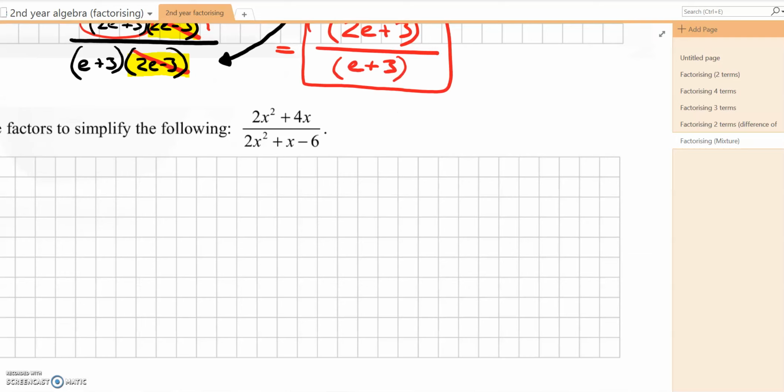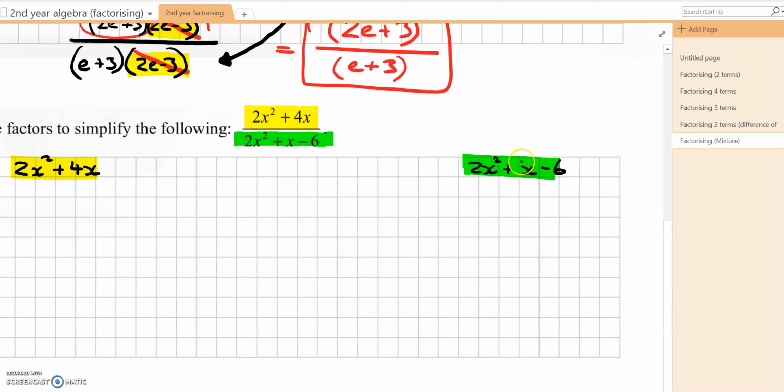Okay, I hope you were able to make an attempt at that. I'm going to proceed and do the correction. So let's take the top bit and write that down over here. That's 2x squared plus 4x. And then we'll do our bottom part over here. And that is 2x squared plus x minus 6. I always like to put a number in there, so I always like to put the 1 in. It makes it easier later on.